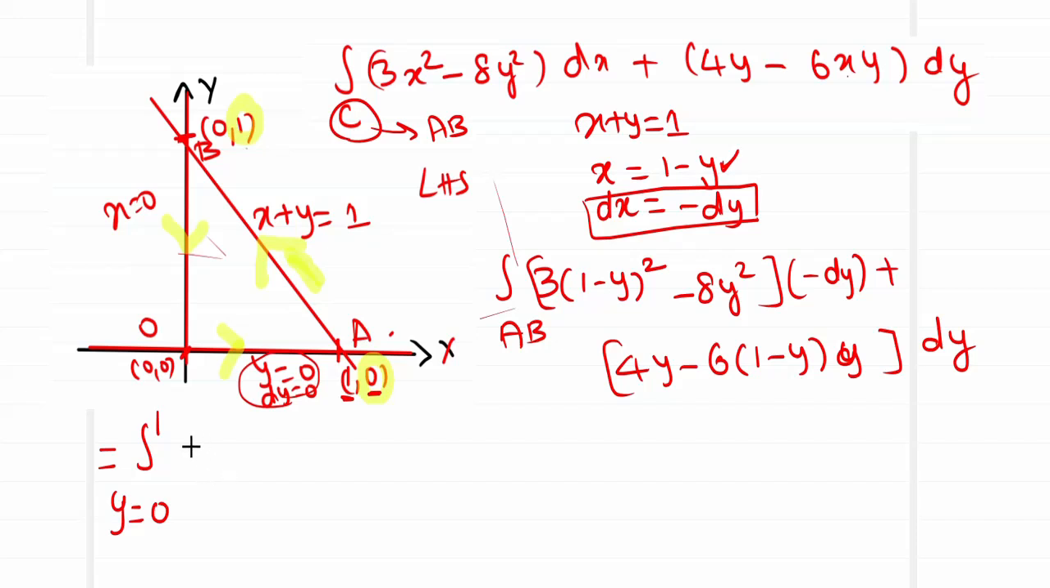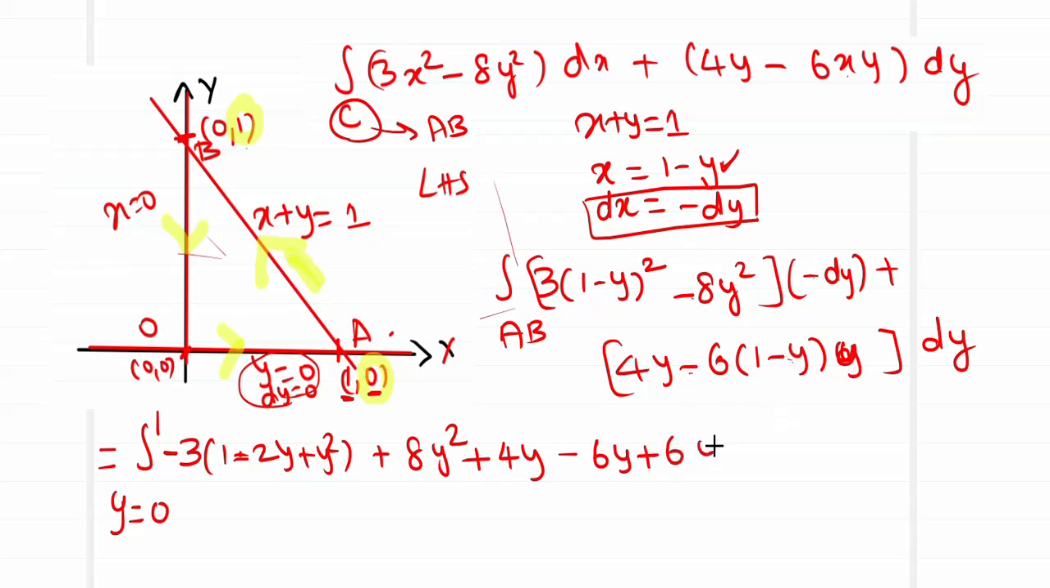The function to be simplified is 3 times 1 minus y the whole square. So I make it 1 minus 2y plus y square, and there is going to be a minus sign over here. So attach this minus sign to minus 8y square, which will become plus, and I am taking this dy outside. So the next term becomes 4y. The next term becomes minus 6 times y over here, so it is minus 6y. Minus into minus will become plus 6y into y will give us y square. This entire quantity has now to be integrated with respect to the variable y.